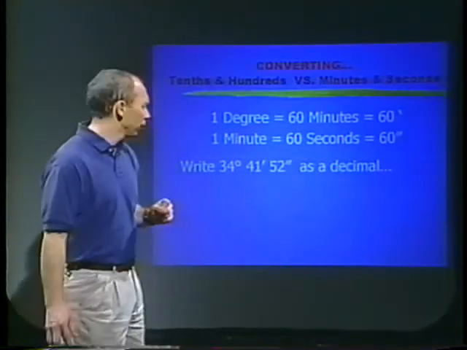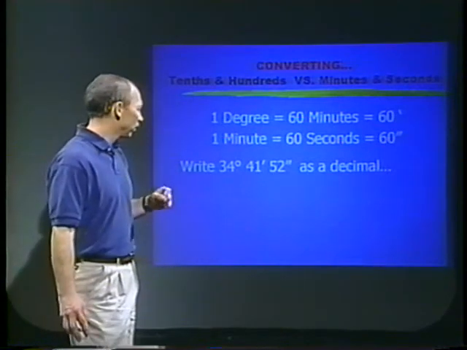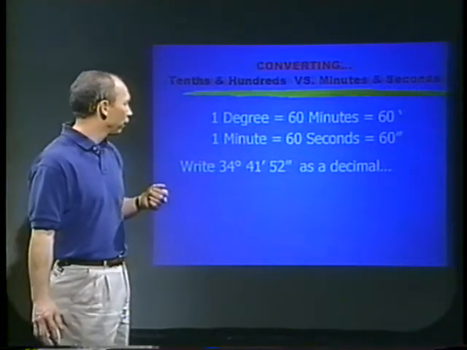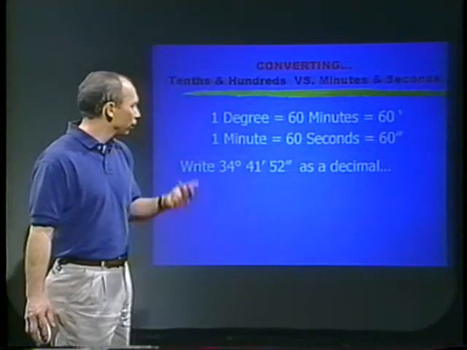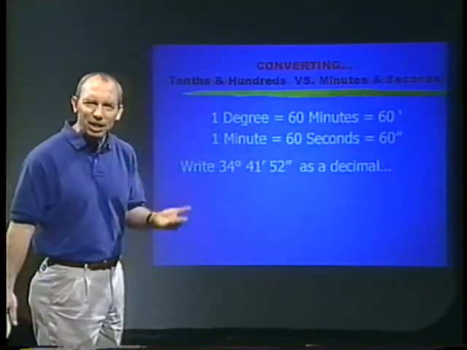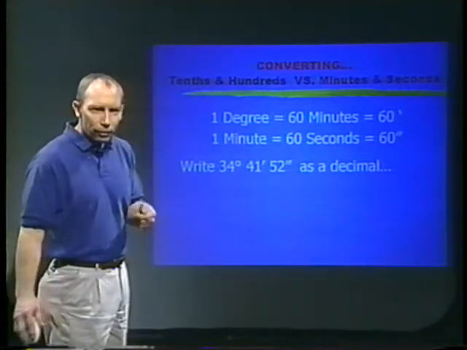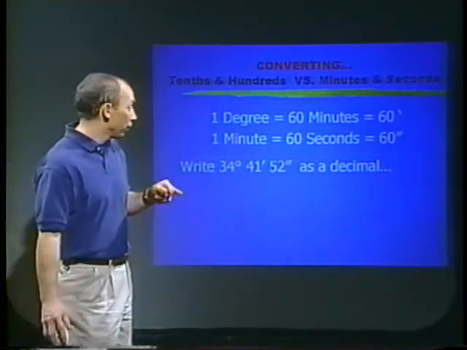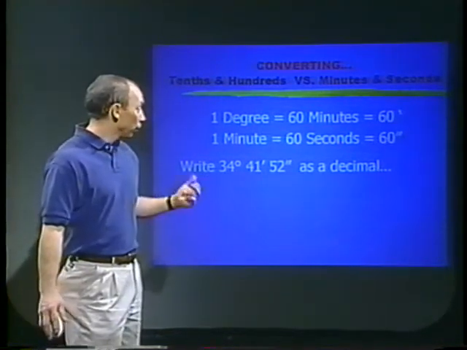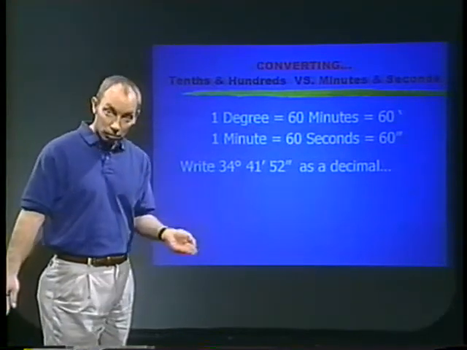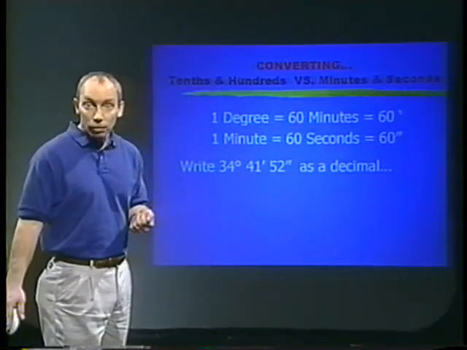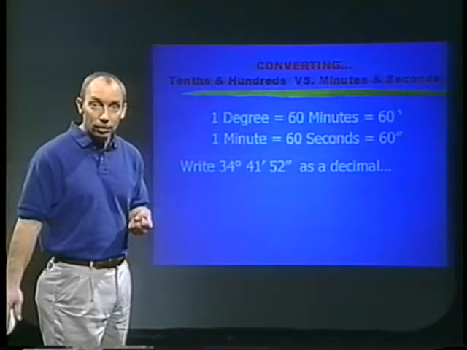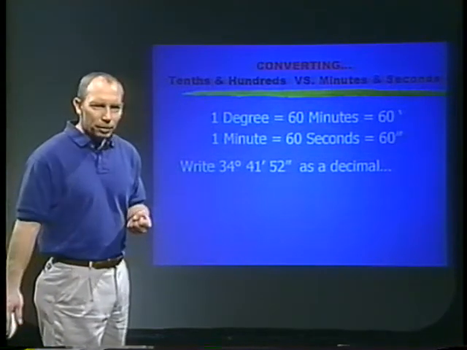Now consider this example. What if I wanted to write this as a decimal? What is 34 degrees, 41 minutes, 52 seconds as a decimal? Well, it's about 34.5. We know it's more than 34.5 because 34 degrees, 30 minutes would be 0.5, 30 being half of a degree. Well, there's got to be a better way to do this.